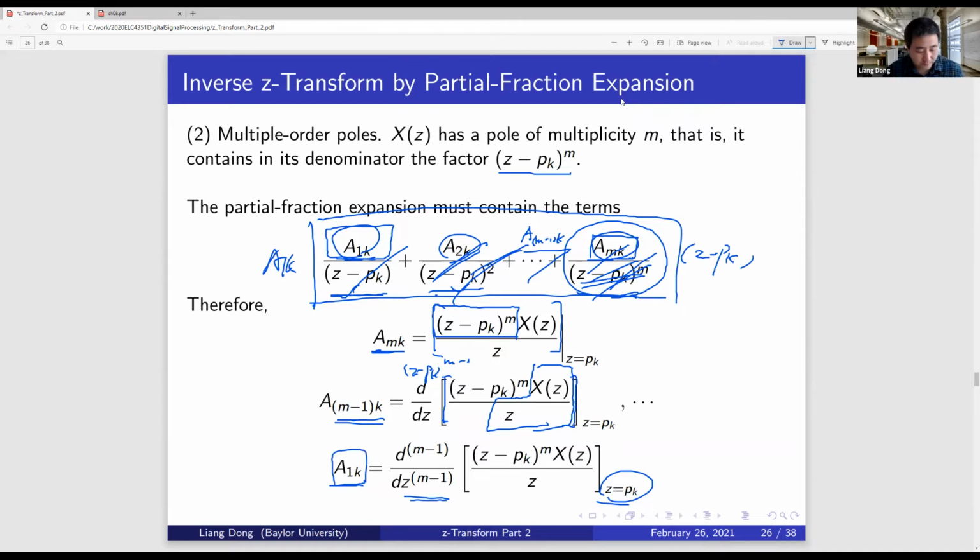So this is a method that looks a little tedious because you need to do differentiation, but it's very nicely defined. It's easy to program, easy to calculate. And in most cases, we don't need to go that far, because for a real coefficient sequence or signal, probably you only have a pole of order 1, or a pole of multiplicity 2, and it will stop there. So it's calculable, it's doable.